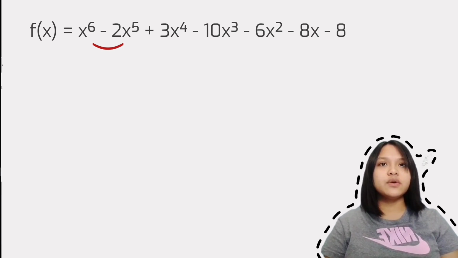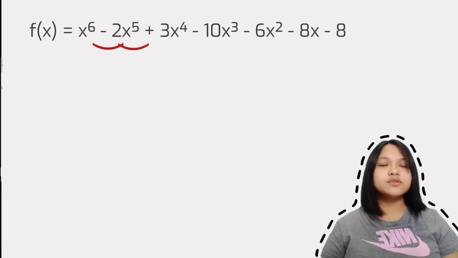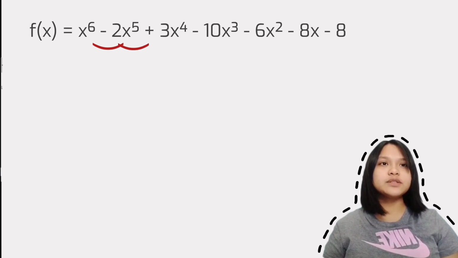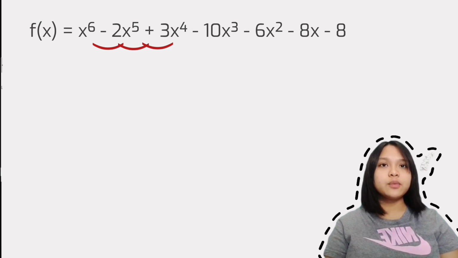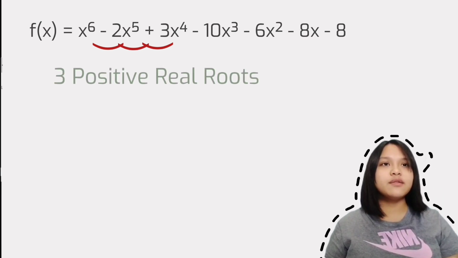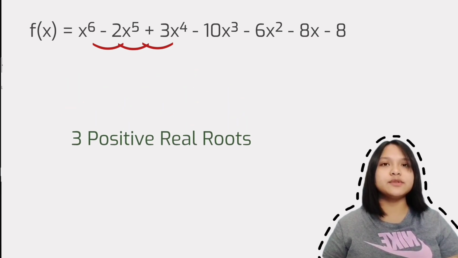Then, it goes from negative to positive. So, there's another change. Then positive to negative. And the rest are negative. So, there are no more sign changes. So then, there are at most 3 positive roots.